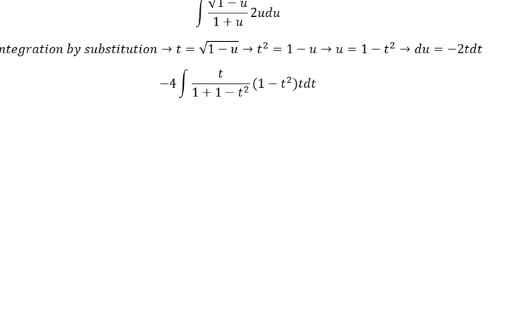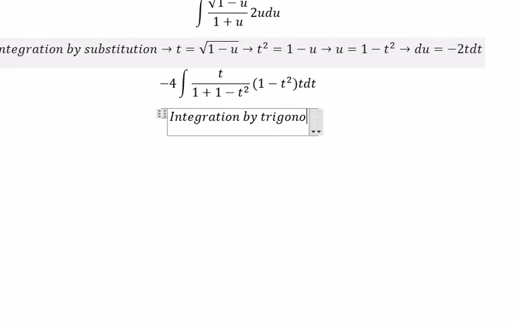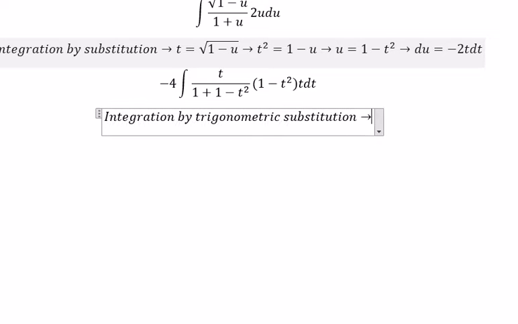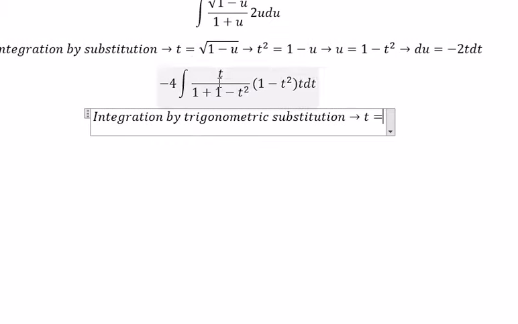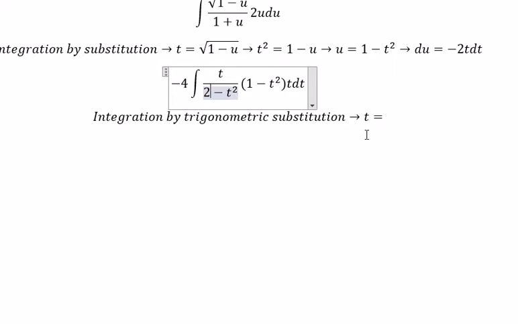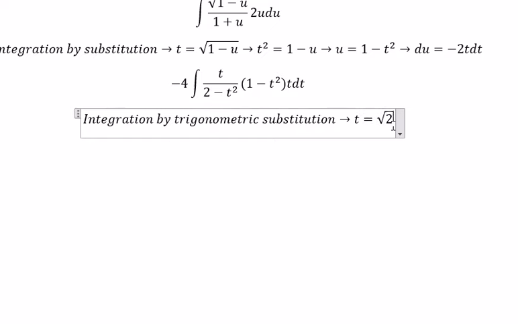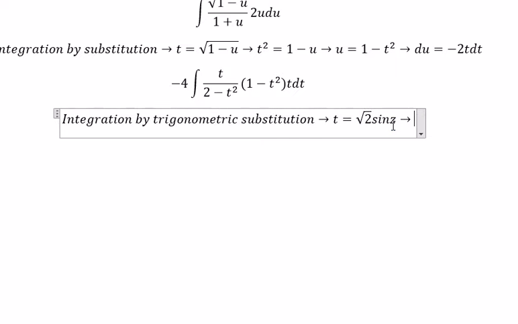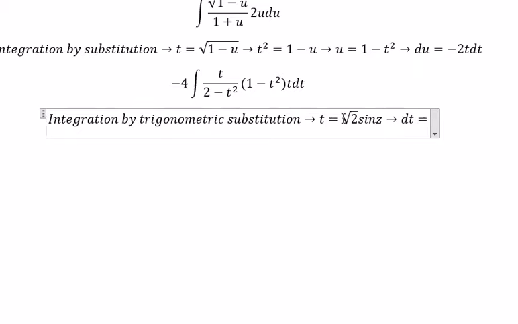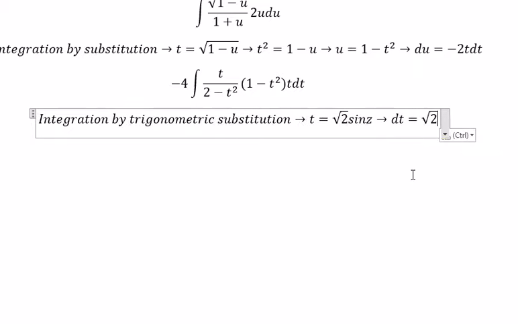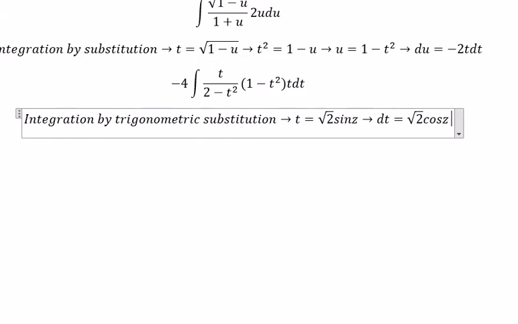Next, we need to use integration by trigonometric substitution. So we put t equals to, we have 1 plus 1 is about 2. So we got the square root of number 2 multiplied with sine z, dt. We got the square root of number 2 cosine z dz.